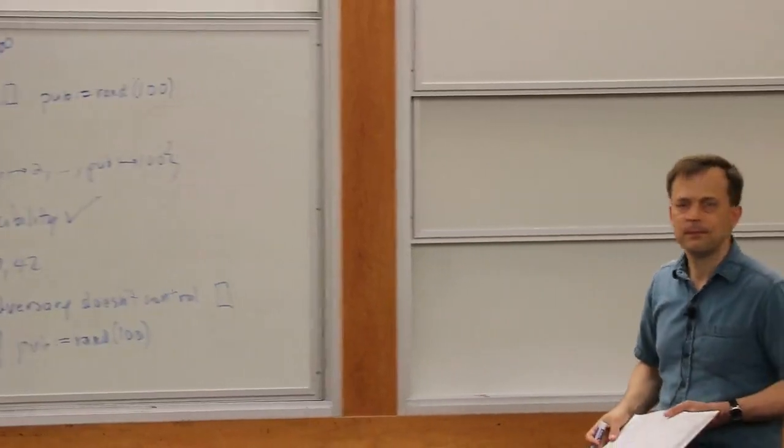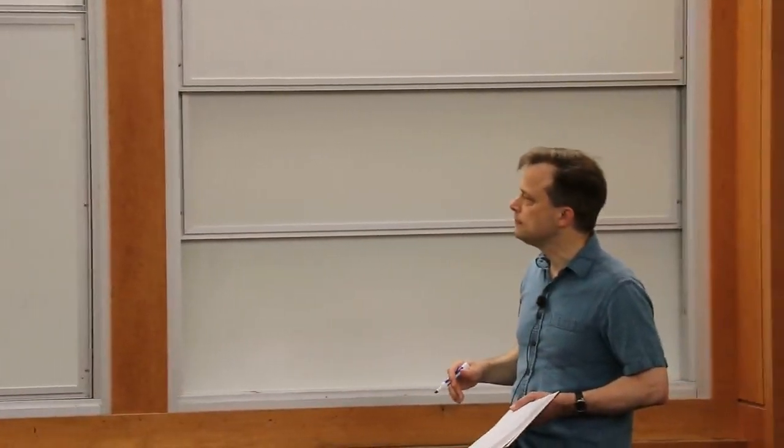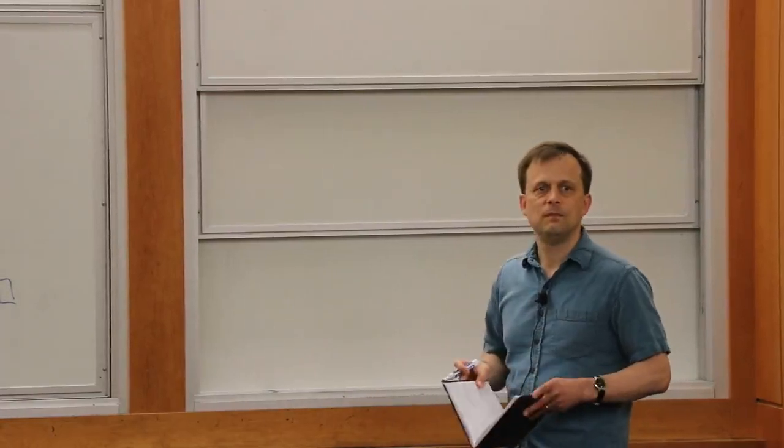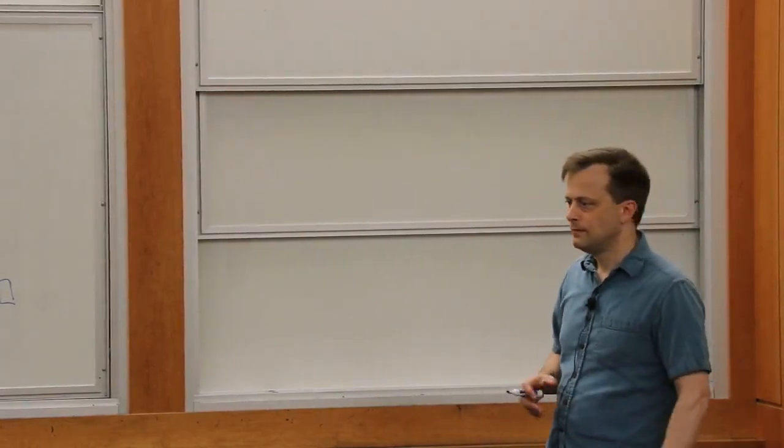Yep. So you say non-deducibility doesn't work, but you're allowing the attacker to observe a large set of runs.